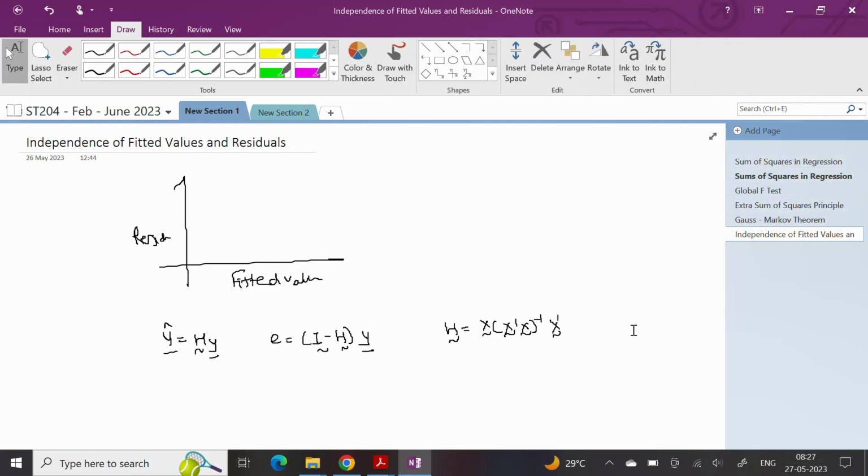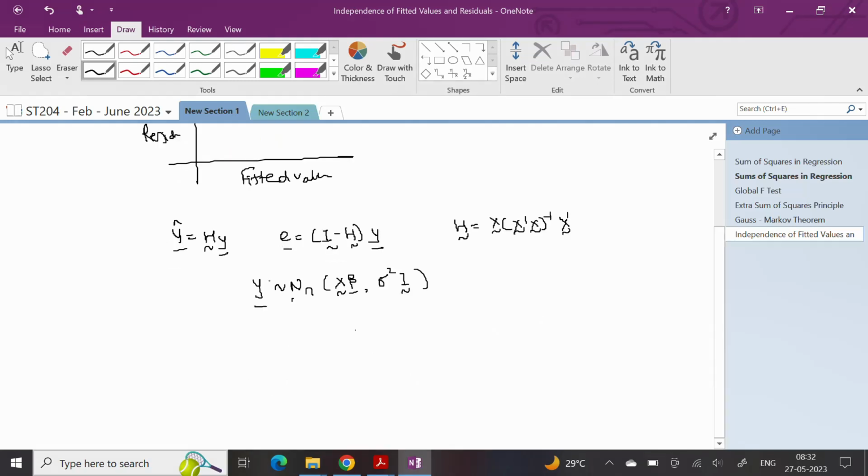Our regression assumption states that the distribution of y is normal, multivariate normal. So we know y is n-variate normal, because y1, y2, up to yn, I have n components, with mean X beta and variance covariance matrix sigma square into I. We also know a property of the multivariate normal: linear functions of multivariate normal vectors are also multivariate normal.